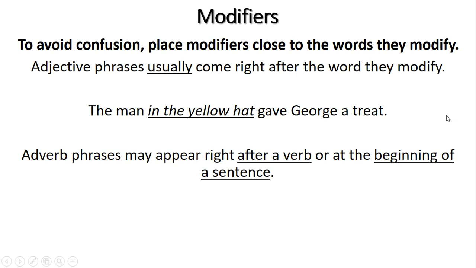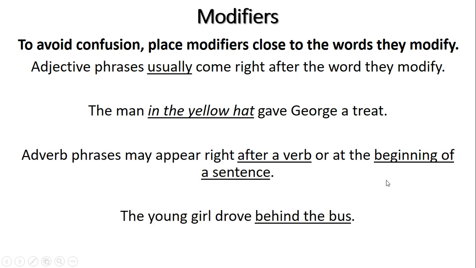Okay. Now adverb phrases are a little bit different. They might appear right after the verb, but sometimes they can actually be moved and put at the beginning of the sentence. Let me give you an example of what I'm talking about. The young girl drove behind the bus. So here I have a sentence, the young girl drove, and my prepositional phrase is behind the bus.